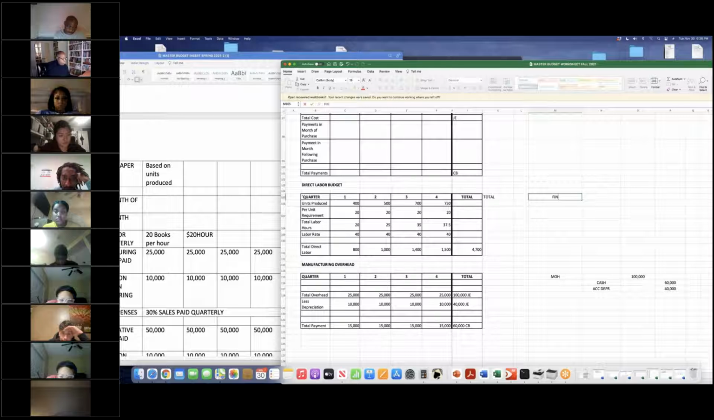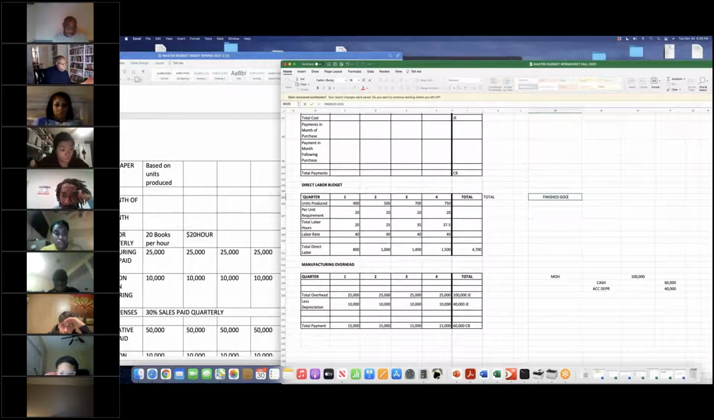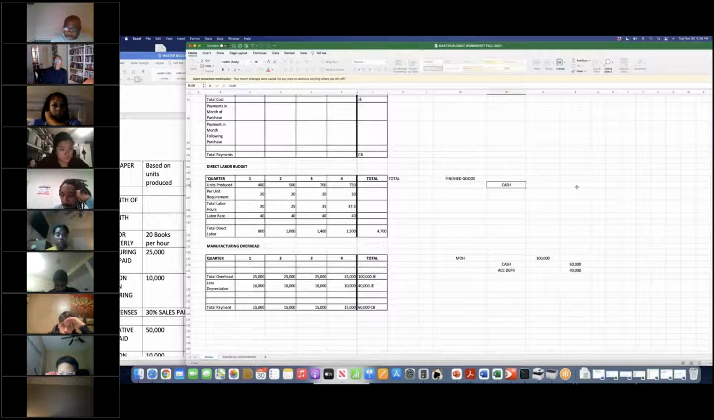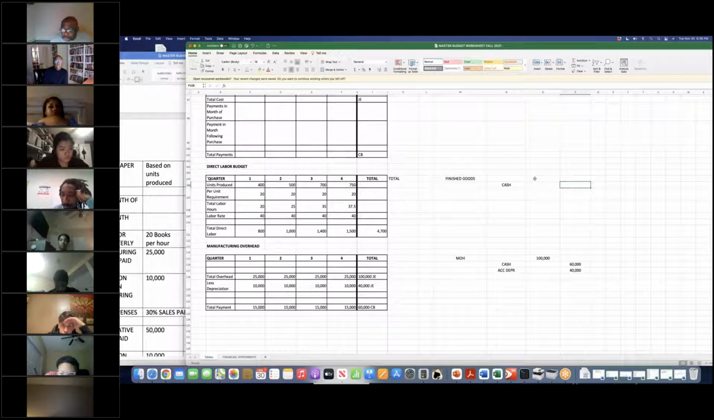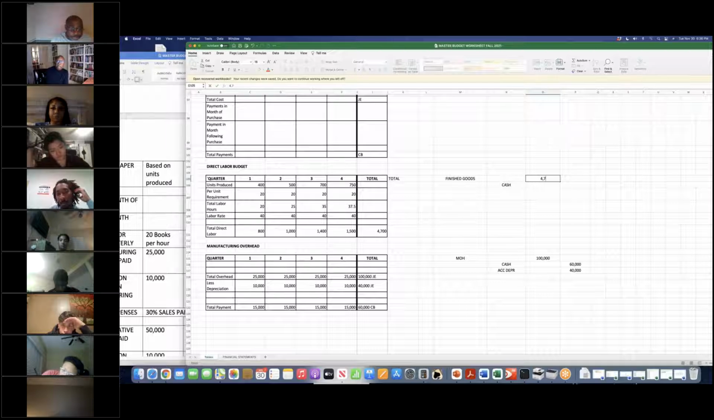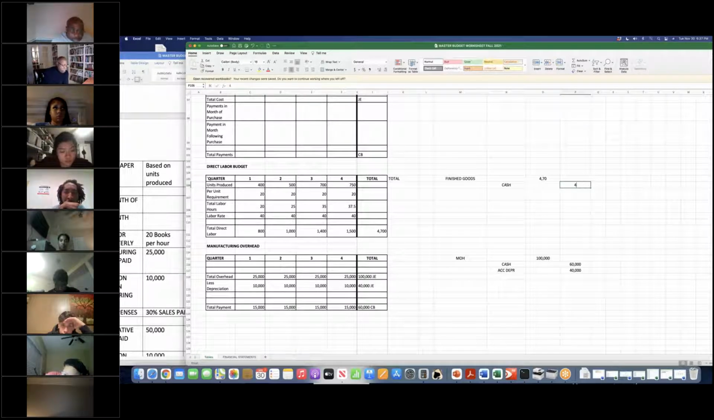We're actually going to debit finished goods, and we're going to credit cash. So we're just moving it all the way through. We aren't having anything in work in process, so everything is in finished goods. So here you have another journal entry. Once again, those journal entries are in there.